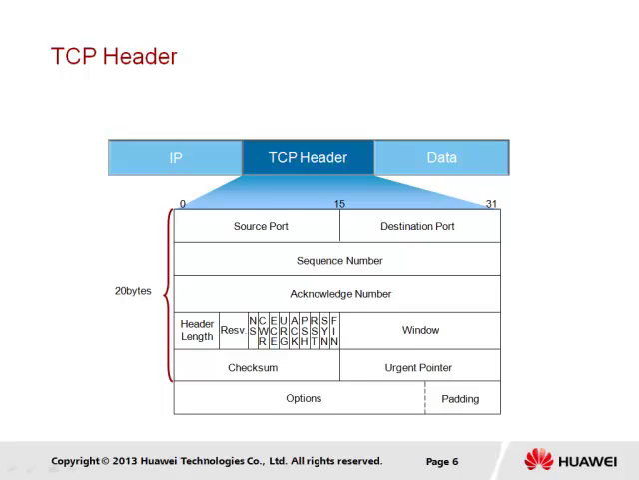A large number of code bits are supported by the TCP header for performing a number of operations, including the establishment, maintenance, and termination of a TCP connection.